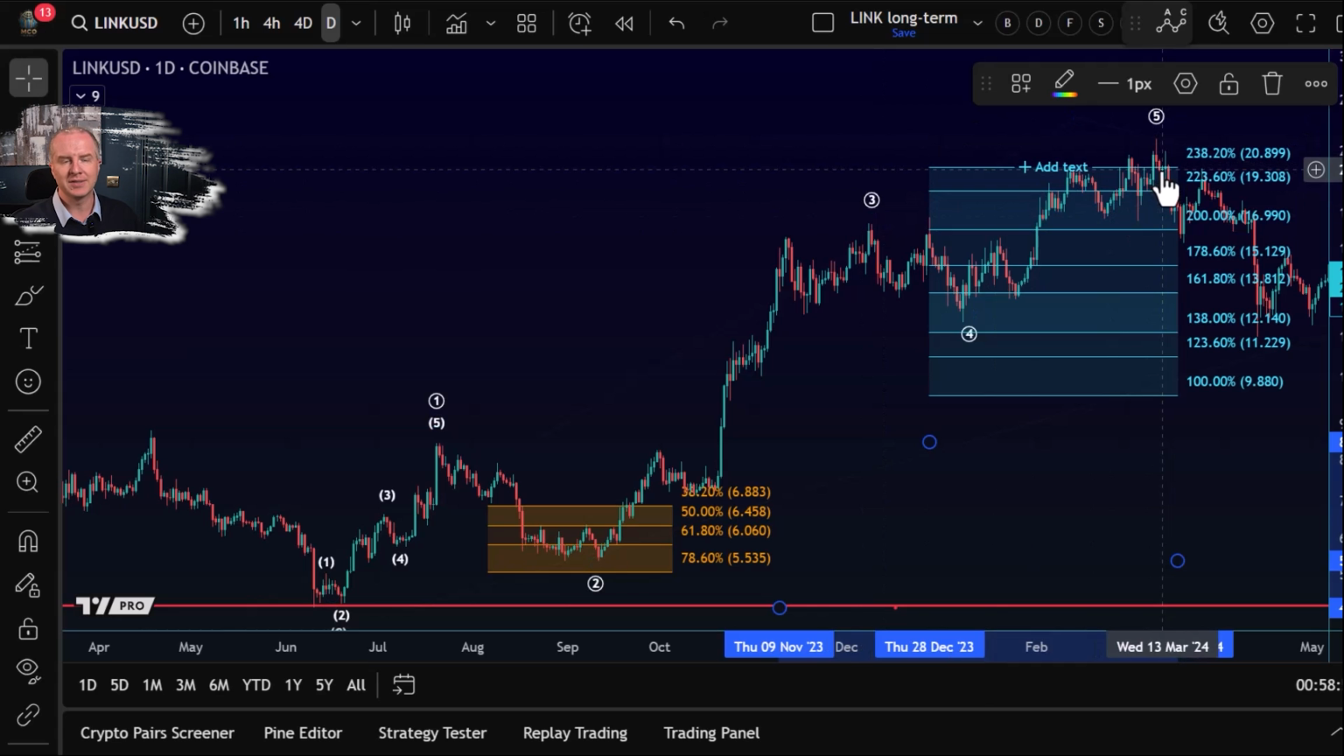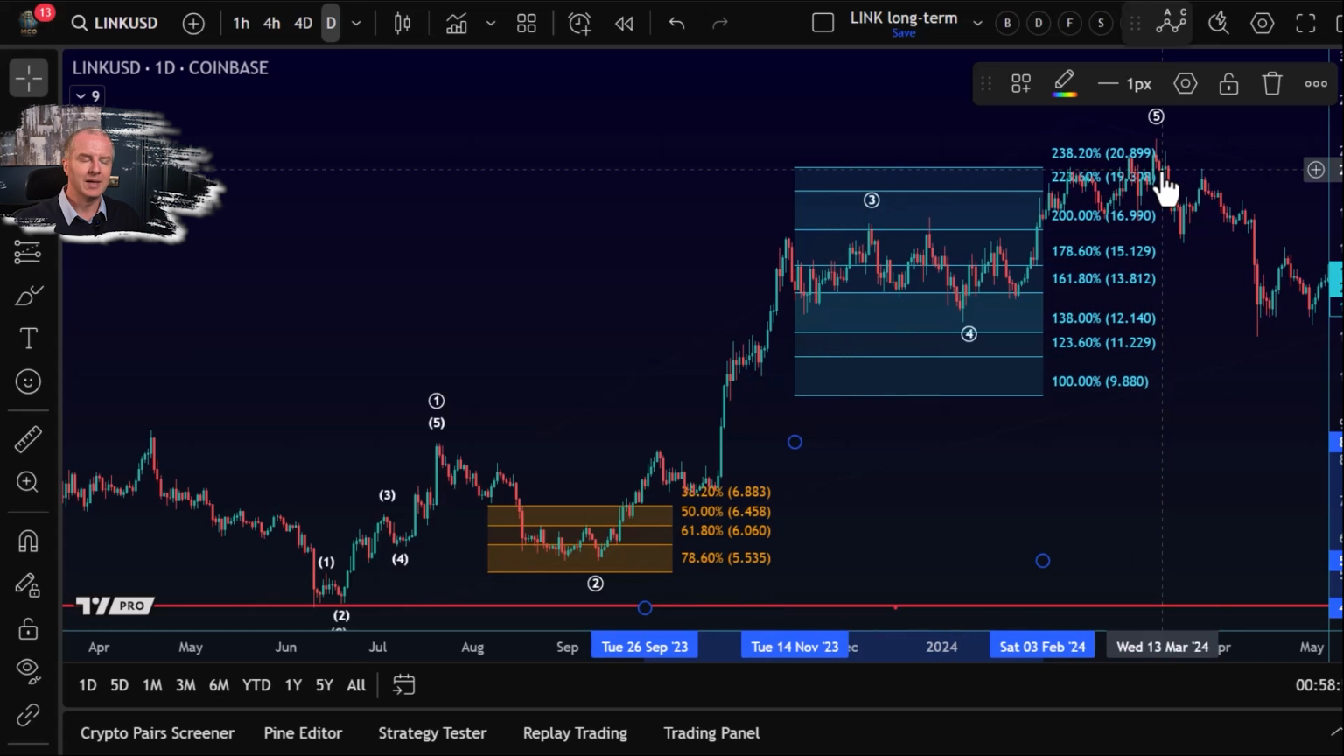Yeah, it doesn't have to be exactly there. It's sort of roughly there. So you see the relevant Fib levels here on the screen. But yeah, that gives you ideal levels for a third wave. Now I would typically track the 138% extension, 161.8, 178.6, sometimes the 200% extension for a third wave.